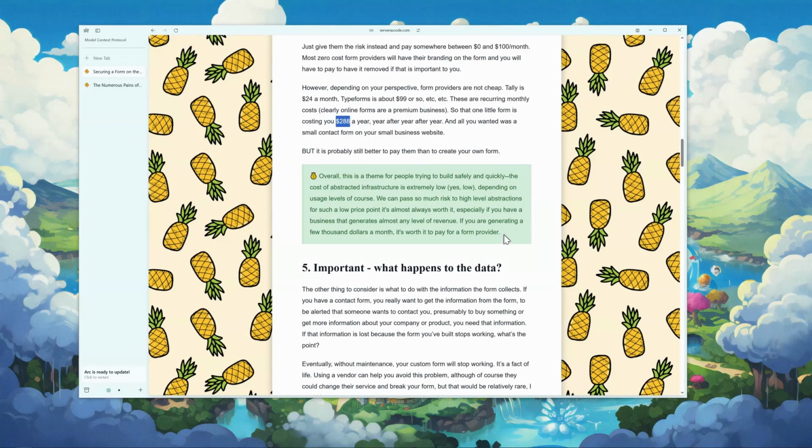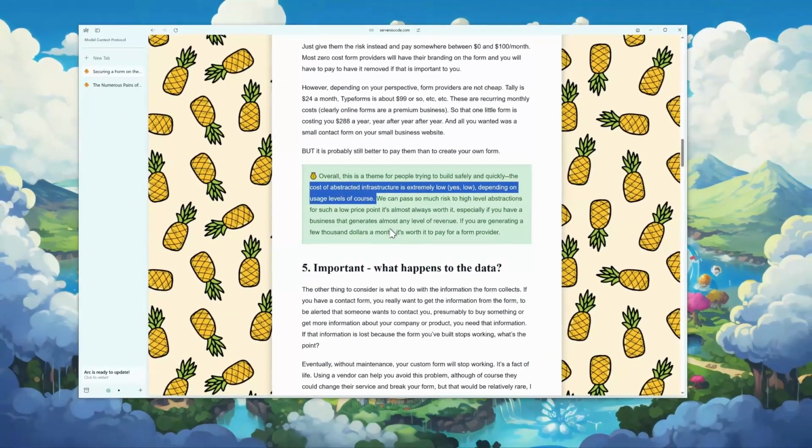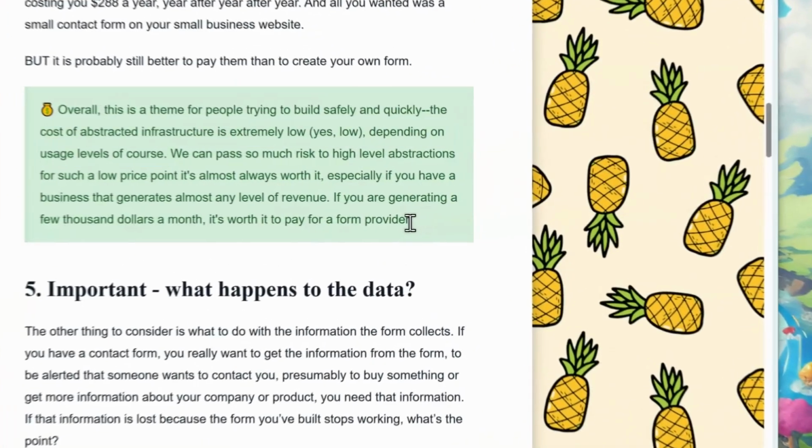Overall, this is an important idea for people who are trying to build things quickly and safely. The cost of abstracted infrastructure right now is really quite low, depending on your usage level, of course. So we can pass a lot of risk, a lot of work to these providers, to these abstractions. And if you have a business that's creating any sort of revenue, then it's pretty much going to be worth it to use some form of abstraction.